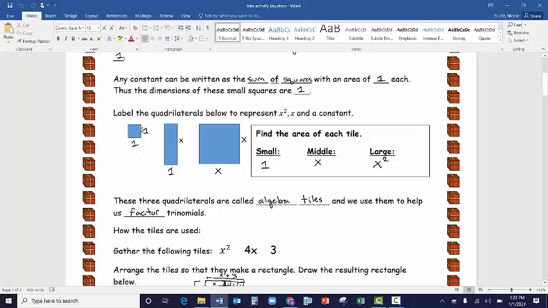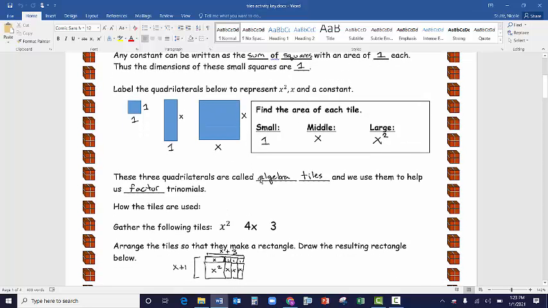And then you're going to work with the small square tiles. I want you to pretend that they have a length of 1 and a width of 1. So 1 times 1, the area is 1. So pretty much every polynomial I ask you to factor can be written as a certain number of x squareds, a certain number of x's, and a constant, all of which can break down into these 3 shapes right here. So I want you to think of it from a geometry aspect.